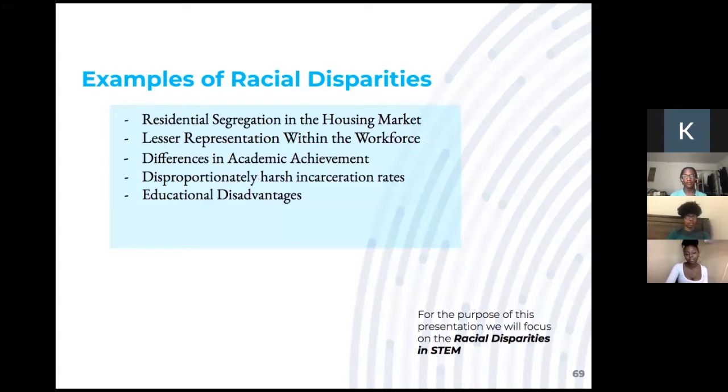Some of these being racial segregation in the housing market, or something like lesser representation within the workforce, which is actually something we'll be looking at later on in the presentation. And specifically for this presentation, we're going to focus on racial disparities within the STEM field.